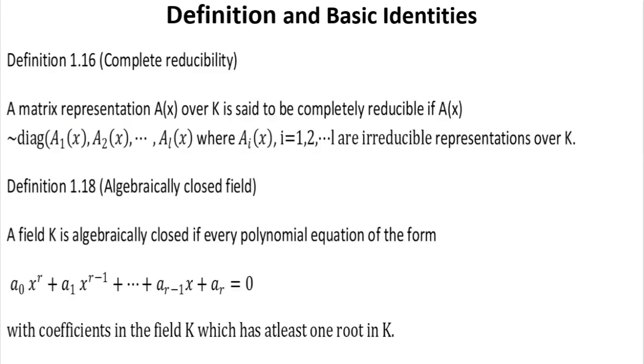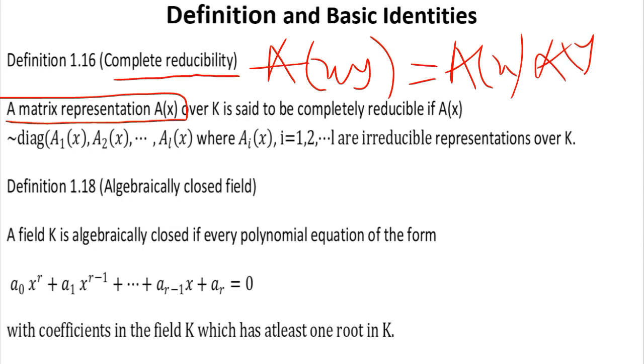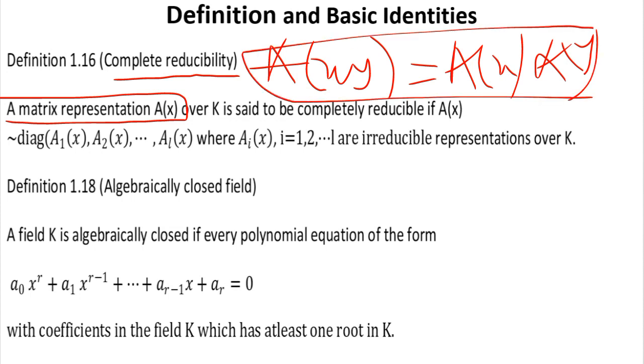Okay, so let's continue. The next explanation is what we call complete reducibility. So a matrix representation A(x), you know what a matrix representation is? It is a matrix that satisfies this condition of homomorphism, A(x)A(y). If it satisfies this that you see on the screen, it's a matrix representation.